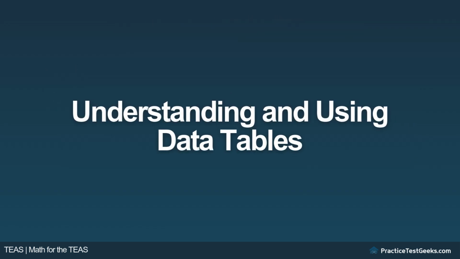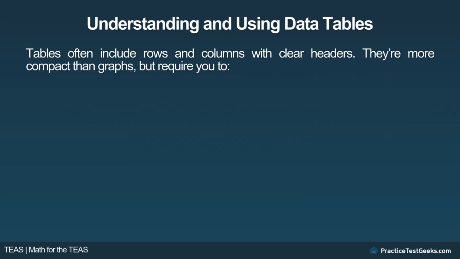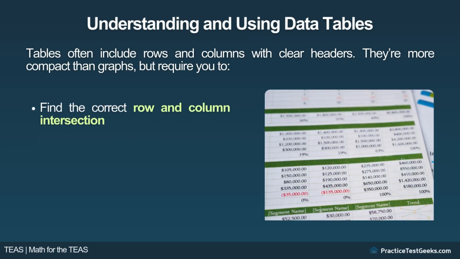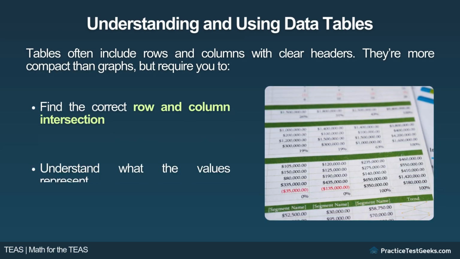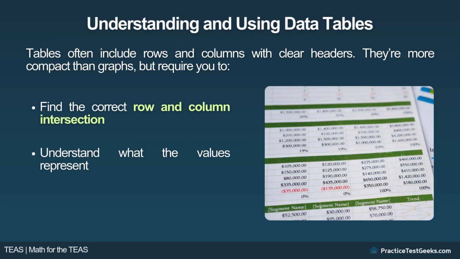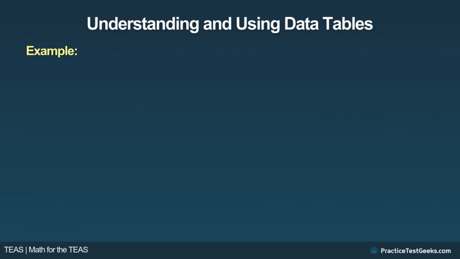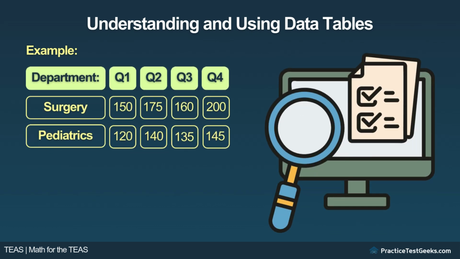Now, let's talk about tables. They may look simple, but they pack a lot of information into a small space. Tables are made up of rows and columns with labeled headers. Your job is to find the right intersection of row and column, understand what the values represent. Are you looking at patients, hours, percentages, or something else? Compare data across multiple entries. This helps with spotting trends or doing calculations like totals or averages. For example, here's a table showing the number of cases in different hospital departments by quarter.